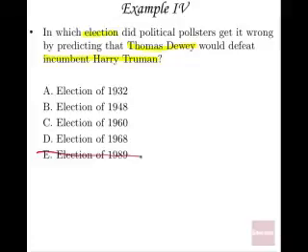Now, in 1989, George H.W. Bush became the president on January 20th due to the 20th Amendment, but he was elected in 1988. So let's go back. Election of 1932, it was Herbert Hoover versus Franklin Roosevelt. So that's clearly not the answer, so let's erase this. 1948, let's skip that for now. Let's just see what the other choices are.